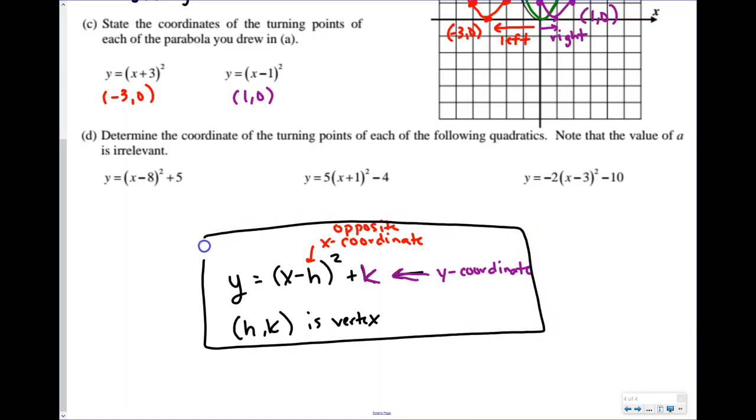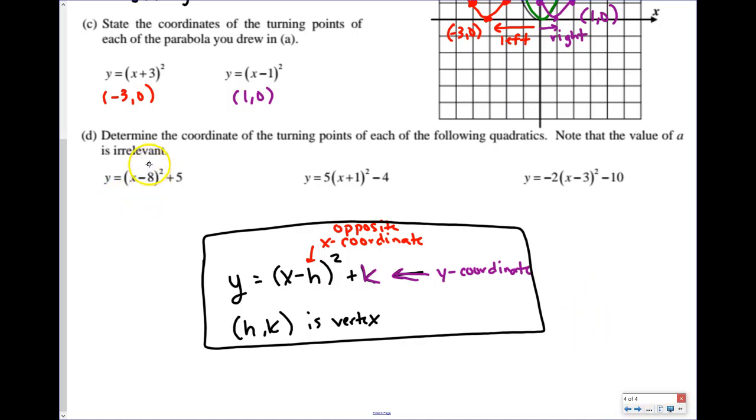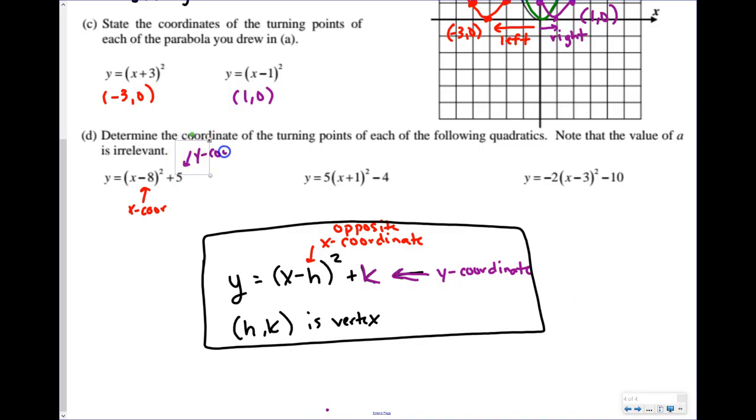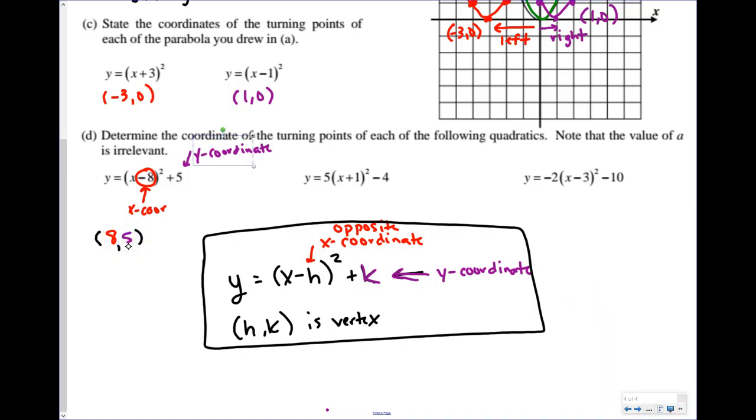Okay? And let's practice this right here for these couple of questions. So for letter D, I have (x minus 8) squared plus 5. I'll do red here. So when I want to find my coordinate, this is my x coordinate, and the 5 is my y coordinate. So my vertex is going to be a coordinate, but the x is going to be the opposite of negative 8. What's the opposite of negative 8? Positive 8. And the y coordinate stays the same at 5. This is how vertex shifted form is used.